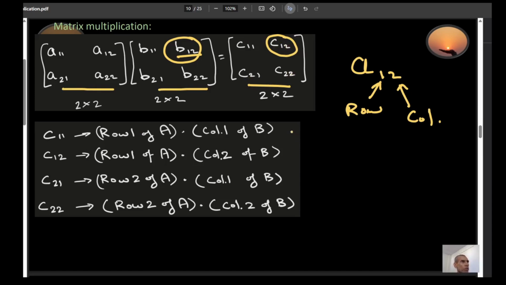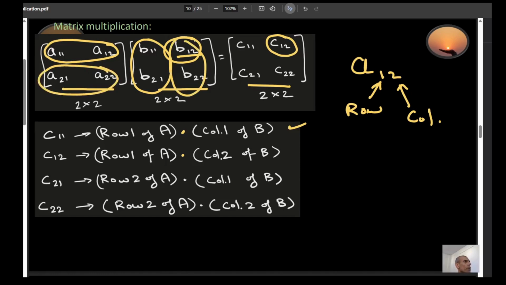Well, this is the rule we use right here. C11 would be equal to row 1 of A dot product with column 1 of B. C12 would be row 1 of A dot product with column 2 of B. Likewise, C21 would be row 2 of A dot product with column 1 of B. So what's happening is basically I'm just taking these numbers right here, and I'm doing dot product with this one, then I'm doing dot product with this one, then I'm taking this number and I'm doing the same thing, dot product with this and dot product with that.